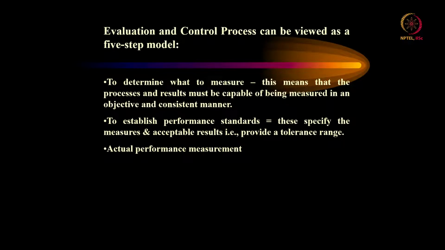What are these 5 steps? These 5 steps are mentioned here. So, these evaluation and control 5 steps are mentioned. One is to determine what to measure. What is it that you want to measure? That is the performance measurement. And it means that the processes and results must be capable of being measured in an objective and consistent manner.